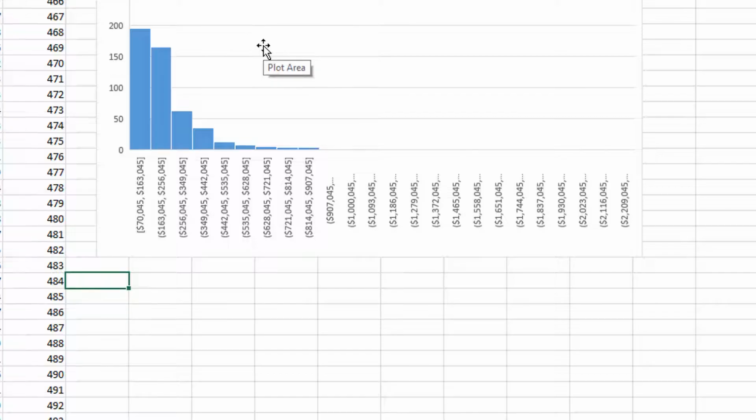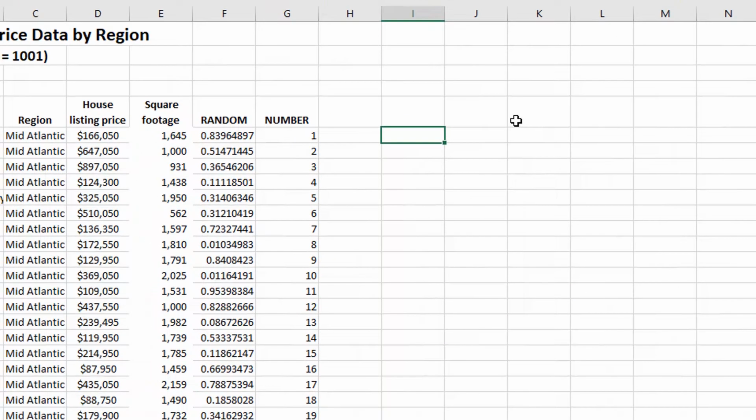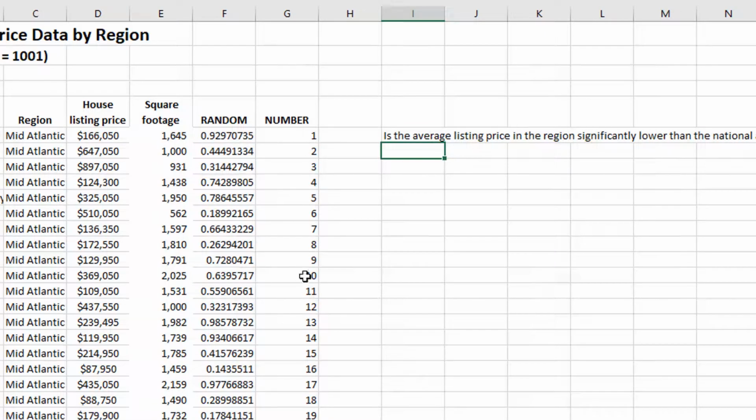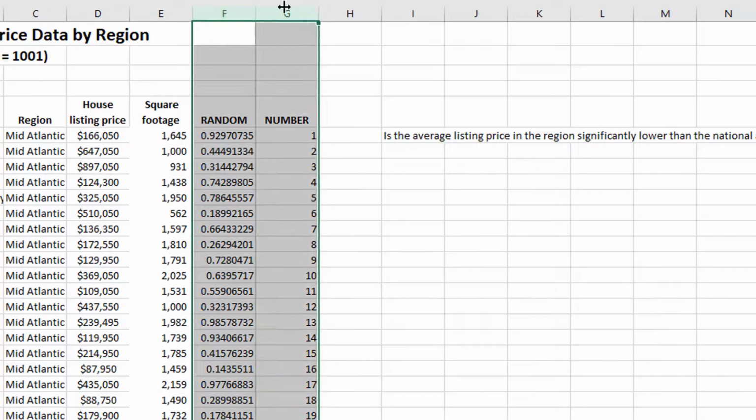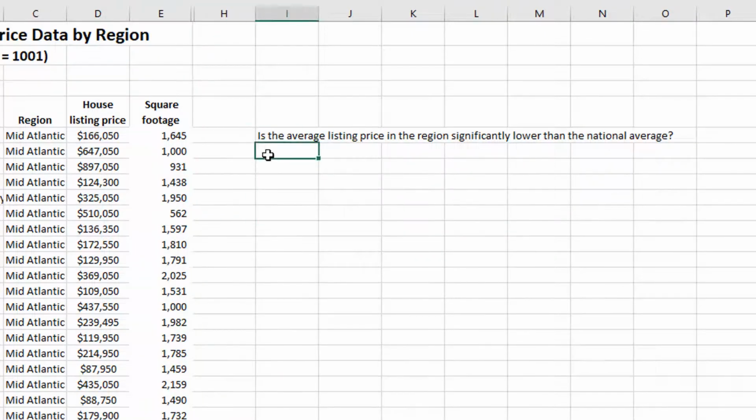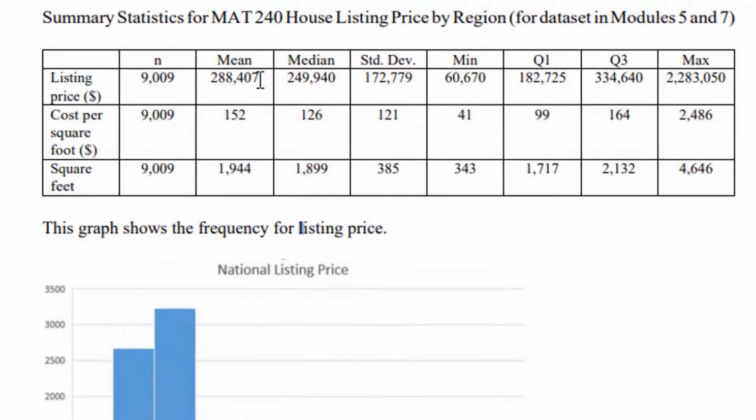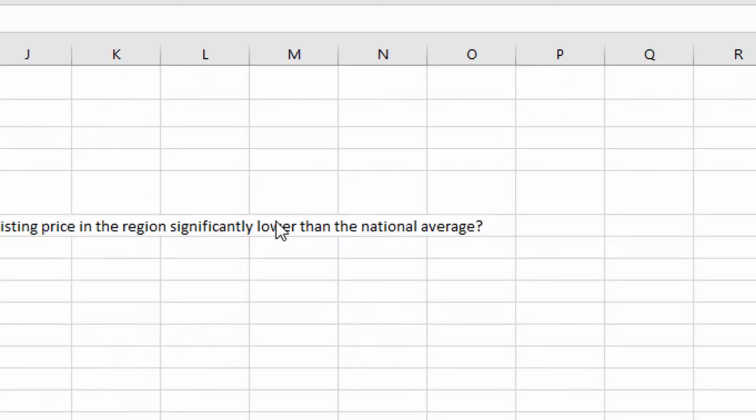And so what do we do for this t-test? All right, we're going to need a couple statistics to do this. To answer the question, is the average listing price in the region significantly lower than the national average? All right, so we need to know that, and let's cut away these two columns because they're just distracting. What's the national average? The national average listing price is $288,407. I'm going to copy that number back over to Excel.